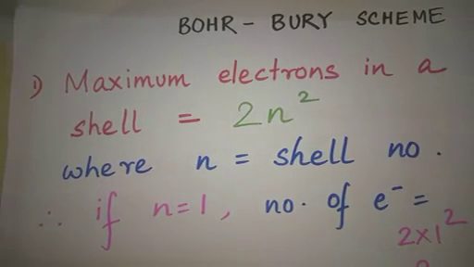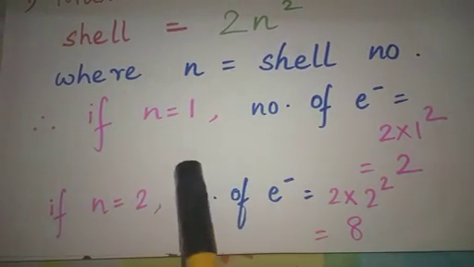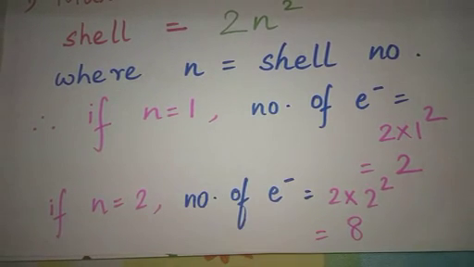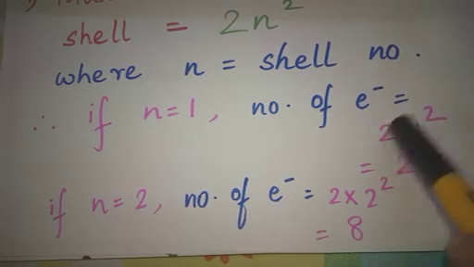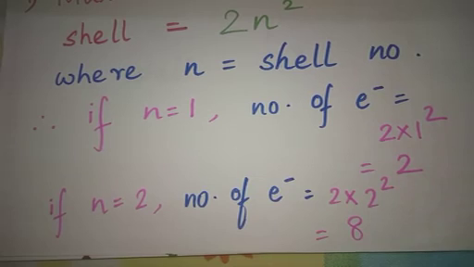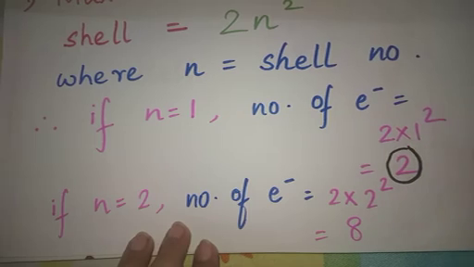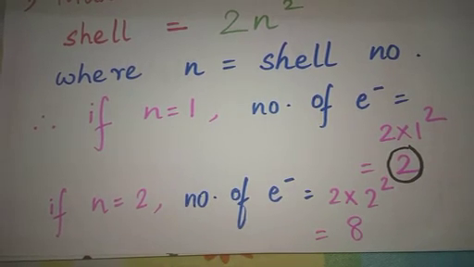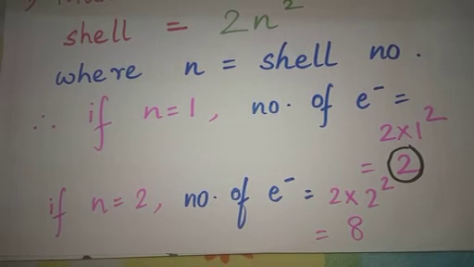Pertaining to this rule, suppose my n is equal to 1, that is, I'm talking about the first shell. So how many electrons can I have here? 2 into 1 square, my n is 1, so 2 into 1 square is equal to 2. That means the maximum number of electrons that I can have in the first shell of any atom is 2. Mind you, this scheme is for all atoms. It's not specific to any particular atom. So the maximum number of electrons in the first shell of any atom can be 2.